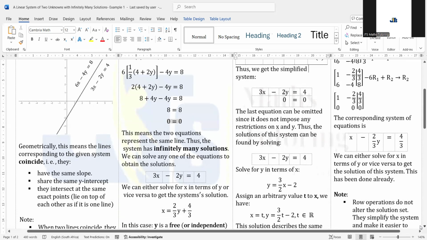What this simply means is that they have the same slope, they share the same y-intercept, and they intersect at the same exact points. This is basically what it means. When we talk of coincident lines, there we are, infinitely many what? Many solutions.